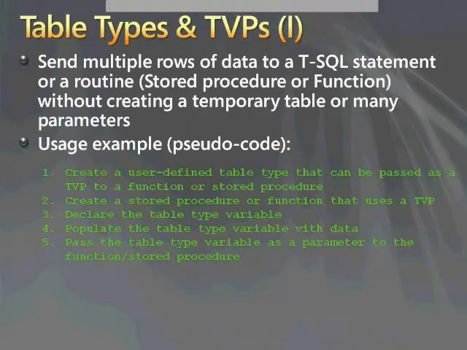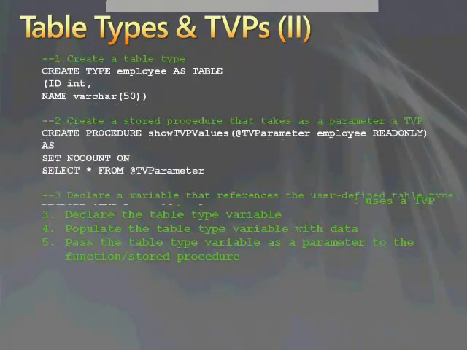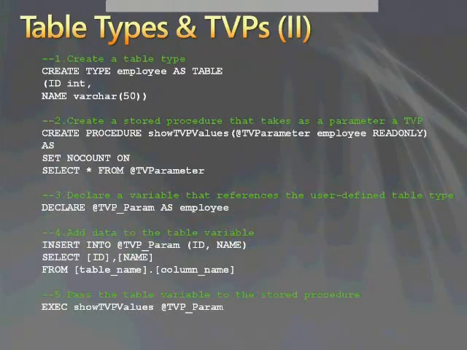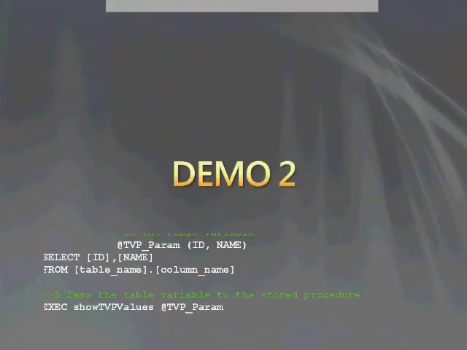This is some sample code. Of course, we're going to see this in the next demo. So let's jump to demo 2 in order to see row constructors and TVPs.